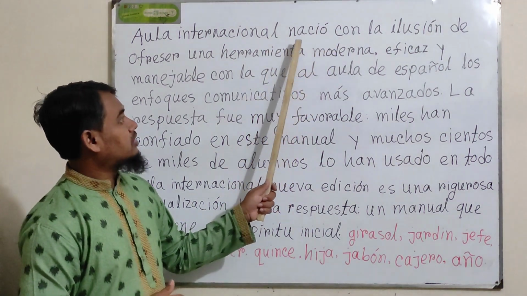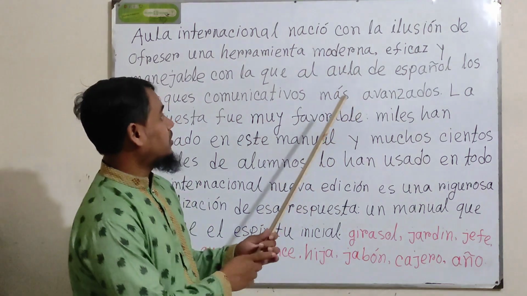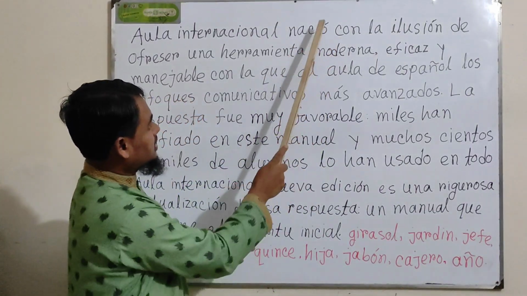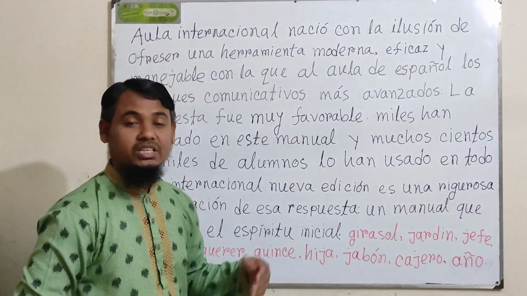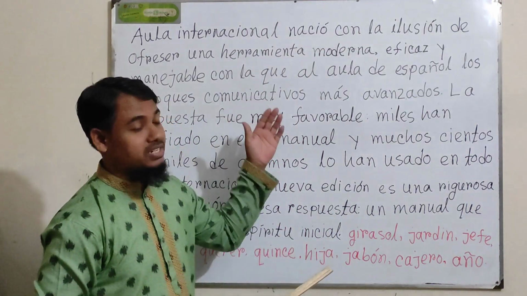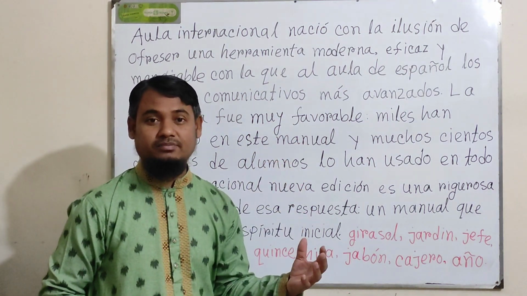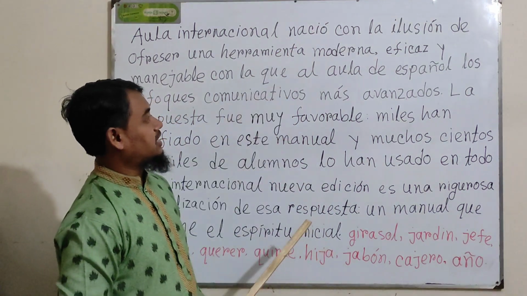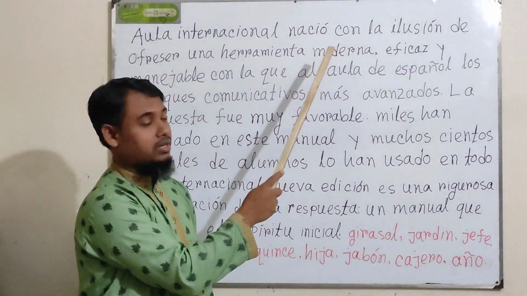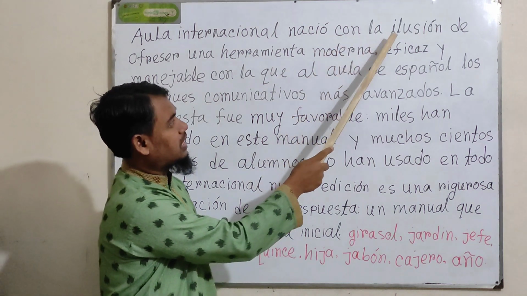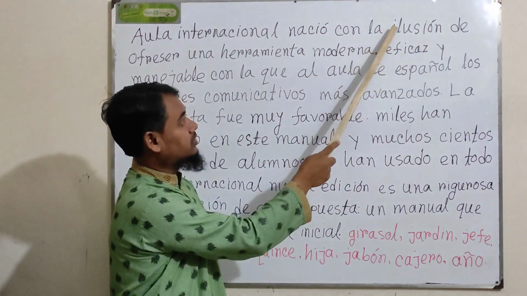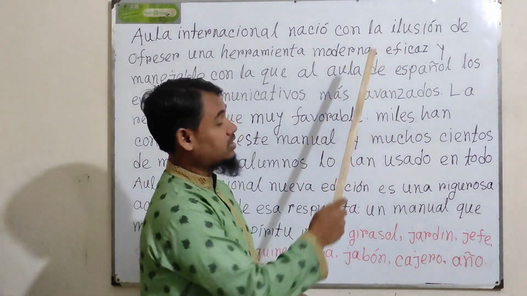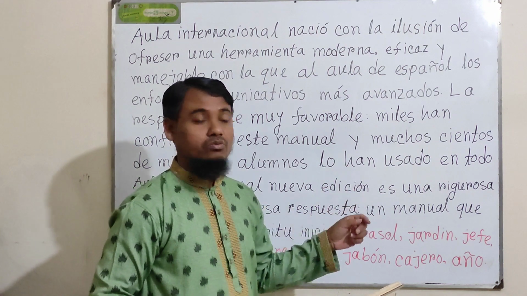Nació, not nació, nació, because I have used a tilde here. This symbol name is tilde. If you see a tilde over a letter, you have to give accent. That means it will be a long intonation. Nació. Con la ilusión. Ilusión, not illusion. It is ilusión.